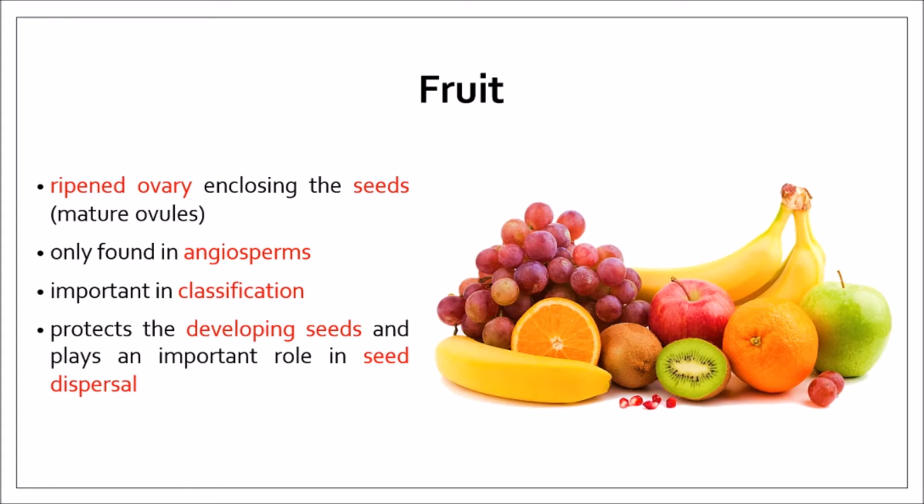It is only found in angiosperms and is very important in plant classification. In some cases, other floral parts form the fruit. The apple, for instance, is largely derived from the torus or the receptacle. The fruit may contain one or more seeds.